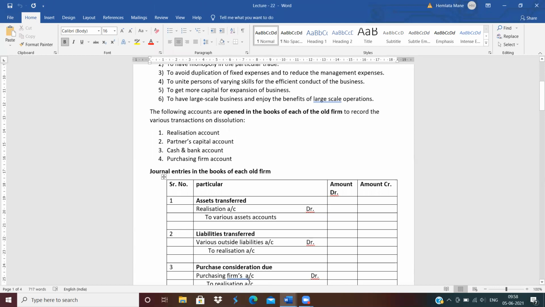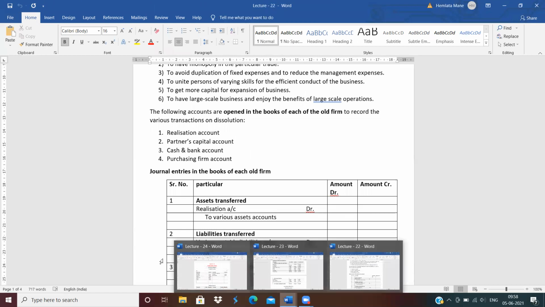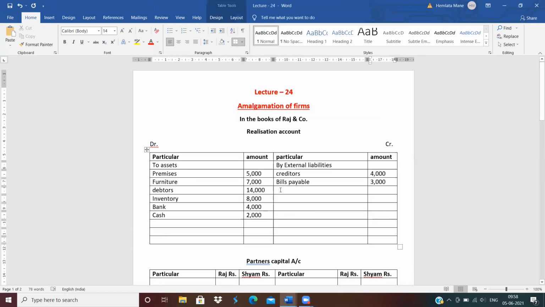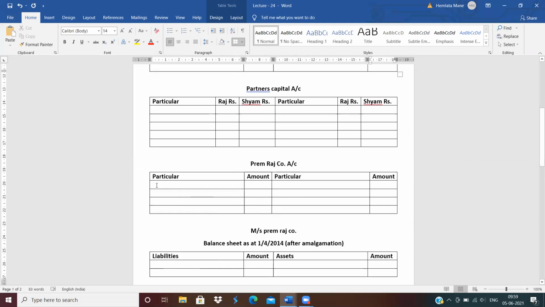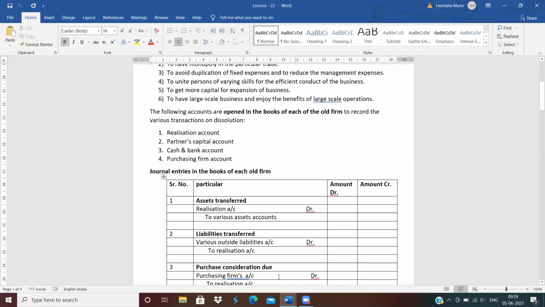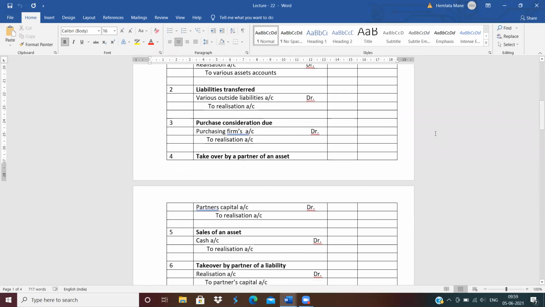Purchasing firm means new firm account debit to realization, means realization account credit side, by purchasing firm. Which is the purchasing firm? Prem Raj Company is the purchasing firm. How much is the purchase consideration amount? 45,300. And corresponding effect in Prem Raj Company: to realization account, amount 45,300.